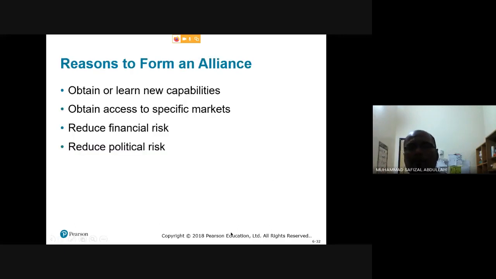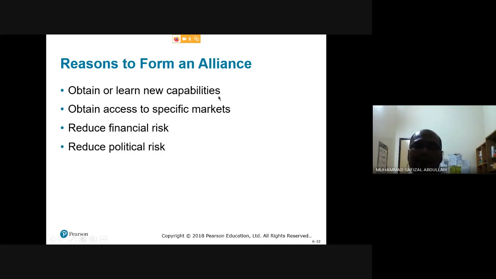Okay, so these are the reasons to form a strategic alliance: to obtain new capabilities, to access specific markets. For example, let's say a Malaysian company wants to go to a foreign market, where they don't have the know-how and do not understand the market, so they need a local business partner there, so that they can work together in navigating that new market. Other than that, alliances can reduce the financial risk, and also the political risk. So you can mitigate your risk and overcome your uncertainty in navigating into a new market.